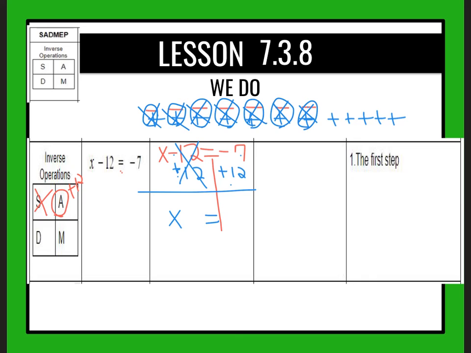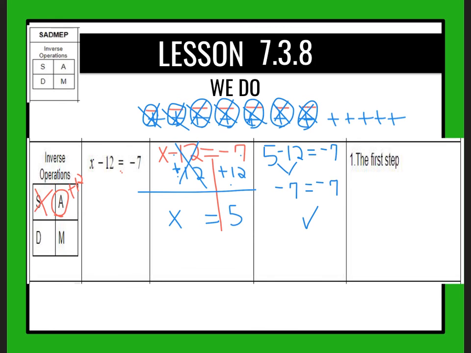So in essence, I'm really subtracting here because I have opposite signs. So negative 7 plus 12 leaves me with a positive 5. And that is my answer. So if we were to check 5 minus 12, that would equal negative 7, because yes, I would subtract those and end up with a negative 7. And negative 7 equals negative 7, okay?